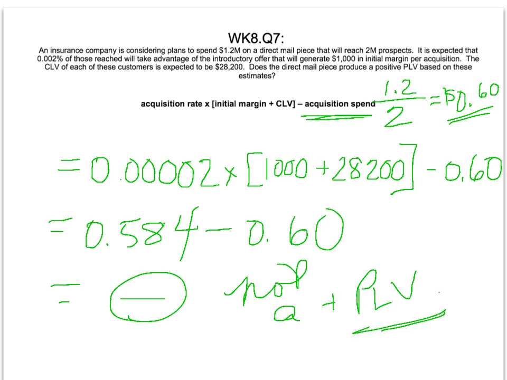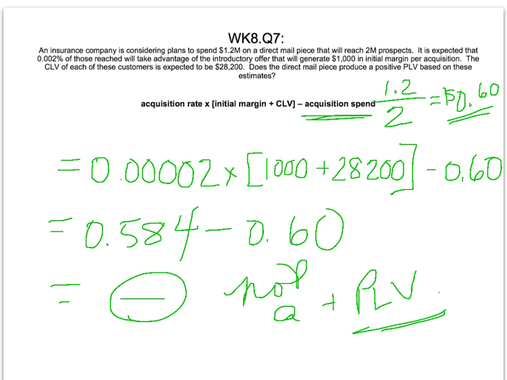Now, do you pull the plug? Like once you see, okay, it's not a positive PLV, we're going to pull the plug and not execute? Not necessarily. Take a look to see, well, is there any way we can reduce the cost on the direct mail piece? That certainly might change the picture.